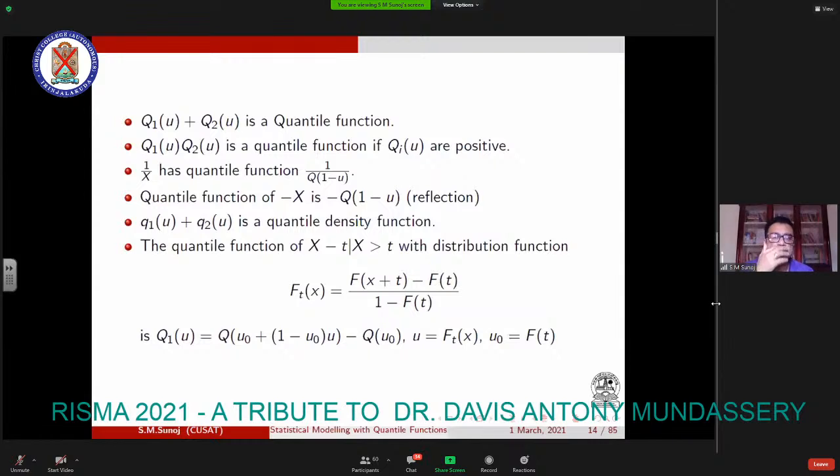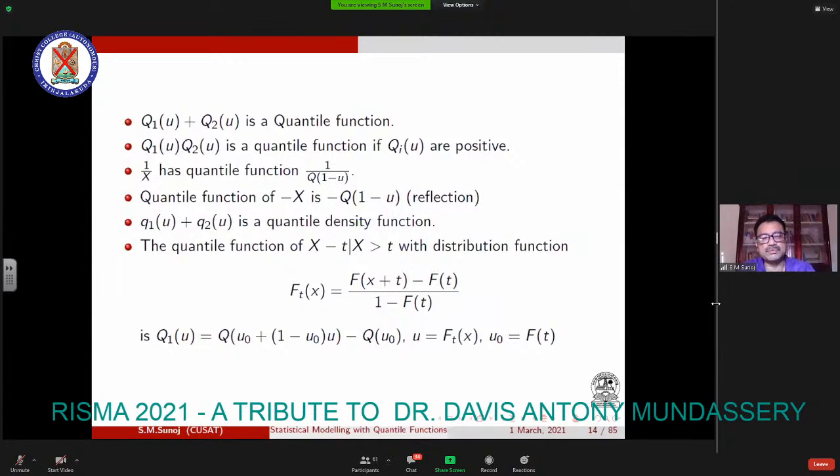So suppose you have two quantile functions, and you can take the sum of the two quantile functions, and that results in another quantile function. The only thing is you need to see that that quantile function is also satisfying the properties listed here. Okay, the quantile function of minus X is minus Q of 1 minus U. This is known as the reflection property of the quantile function. Then the sum of two quantile density functions is again a quantile density function. This is also a unique property the quantile approach possesses, because in the distribution function approach there is no such property.